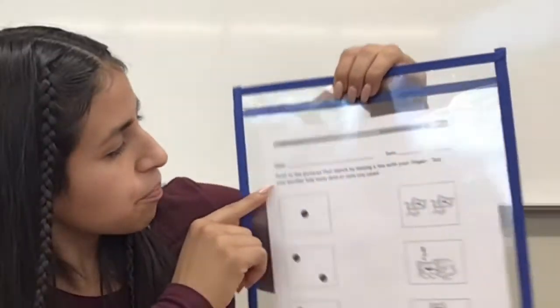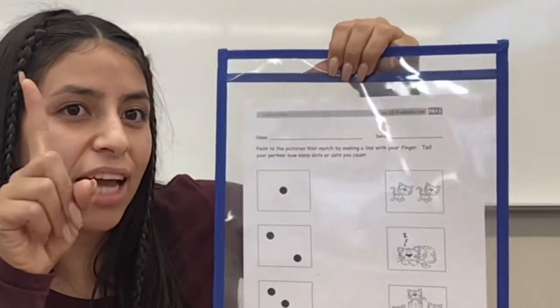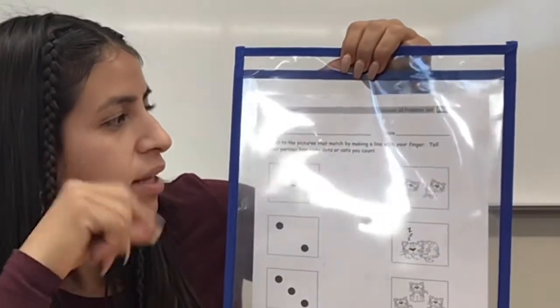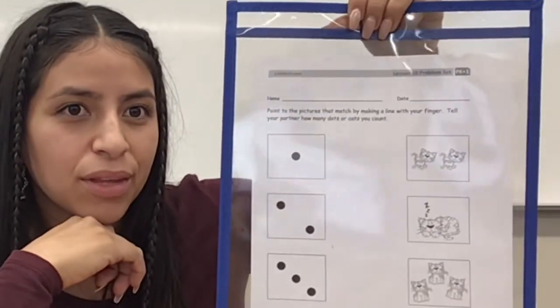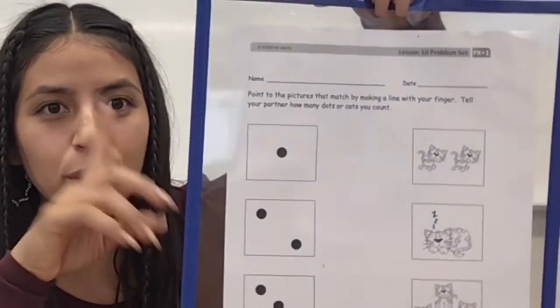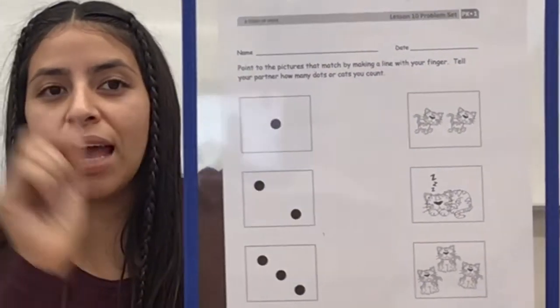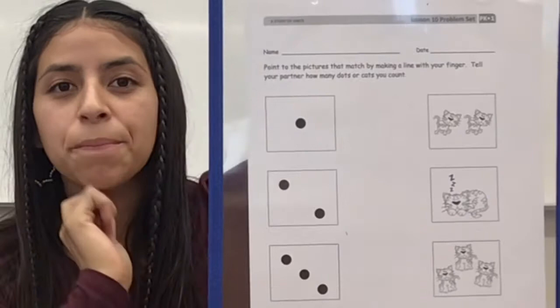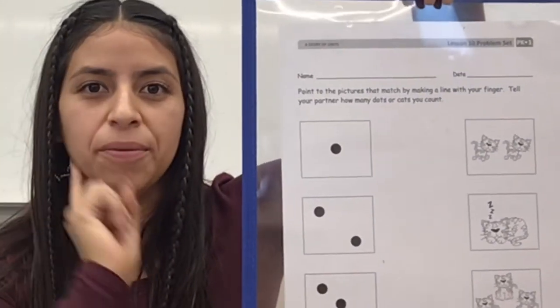It says, point to the pictures that match by making a line with your finger. Tell your partner how many dots or cats you count. So we're going to do that one together. We're going to do that first. First, we're going to point to the first one. Everyone go ahead and touch your first one. How many? 1. I counted 1.